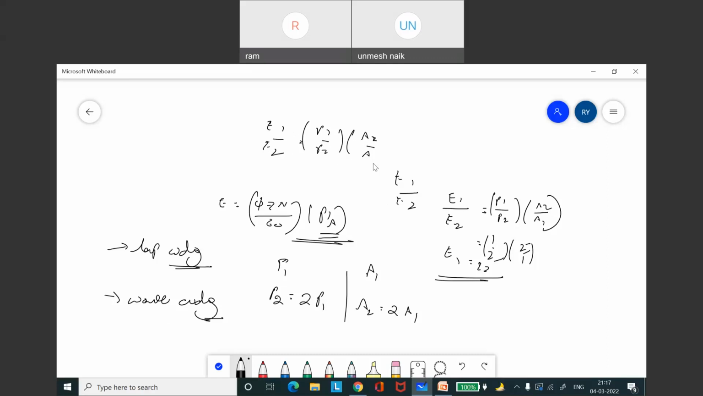Here, E1 by E2 equals P1 by P2 into A2 by A1. But we know that in a wave winding machine, irrespective of the number of poles, the parallel paths are always 2. So these two get cancelled. We know that P2 is equal to 2 times P1. So E1 by E2 is equal to 1 by 2. Clear? Yes, sir. Clear.